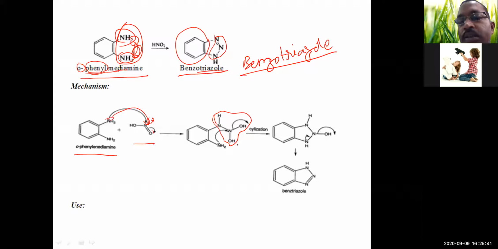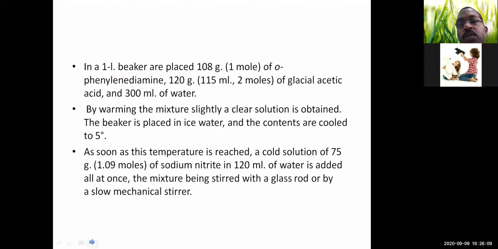And this intermediate will undergo cyclization to give you the benzotriazole. So this is the cyclized structure, and on removal of one molecule of water from this intermediate, that is minus H2O, you get benzotriazole. Okay, so this is the structure of benzotriazole. Then coming to the procedure. So this is the procedure.